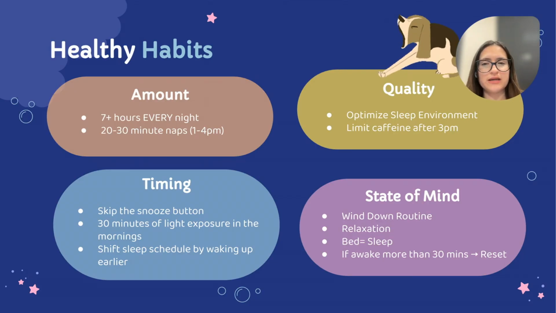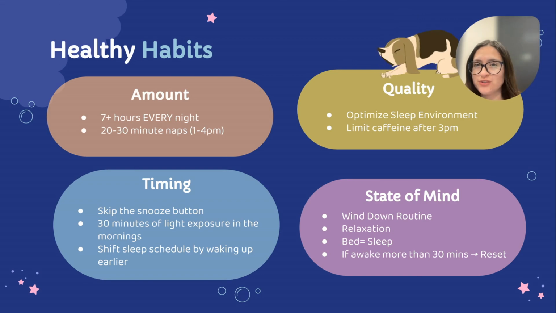Quality. Protect your bed as a cue for sleep. The bed should only be used for sleep or sex, nothing else. Optimize your environment. Keep the room cool to help lower your body temperature. Additionally, since caffeine has about a 6 hour half life, your best bet at quality sleep is to make 3 p.m. your last call for coffee or energy drinks.